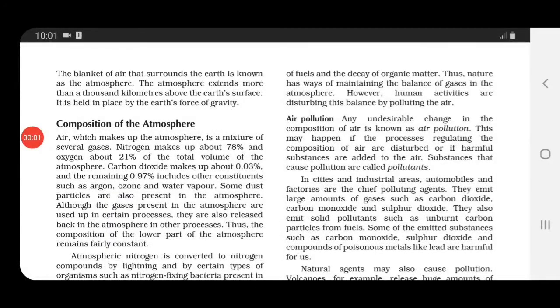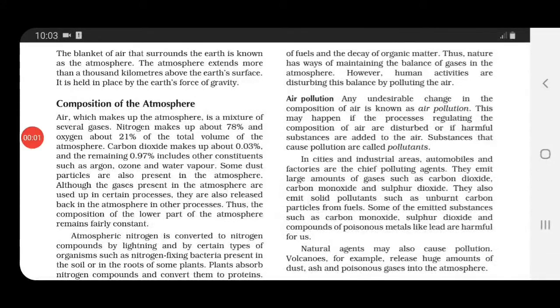So this way children, nature helps in maintaining balance, okay, balance of different gases. We studied about nitrogen, we studied about oxygen, carbon dioxide, how it remains balanced in the atmosphere. Next, what they are telling, however, human activities are disturbing this balance by polluting the air. Nature has different ways of maintaining the balance, children, but we humans, our activities are disturbing this particular balance. ये जो balance बना हुआ है उसे कौन खराब कर रहा है? We human beings. Understood? By polluting the air, we are disturbing this balance.